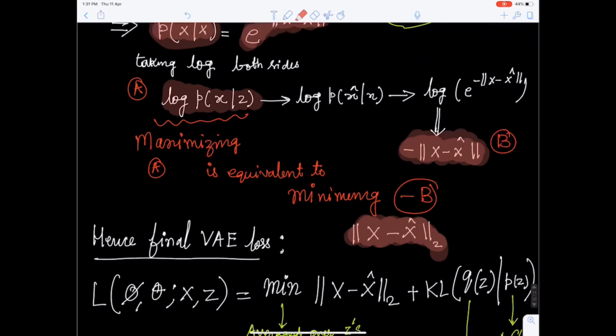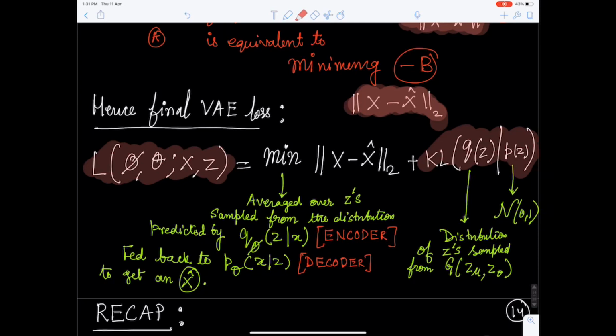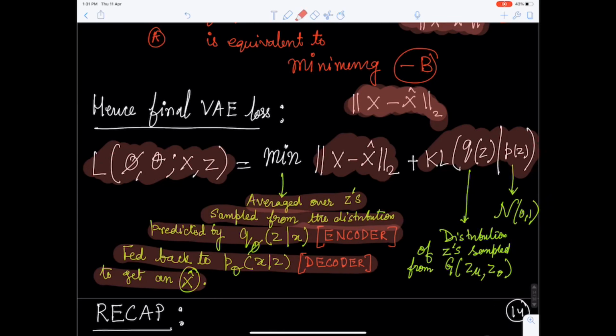Now both of these things, if you see your final VAE loss. Your final VAE loss is the ELBO that we used to say, but that ELBO is being realized in such a way that this remains the same. You are minimizing. But that was the log likelihood that you were maximizing, and now it becomes the MSE that you want to minimize. This is the thing that we are doing in our VAE. Clear to everyone? This is being averaged over Z, sampled from the distribution predicted by your encoder, fed back to the decoder to get your X hats. This was the final loss function that we have got.